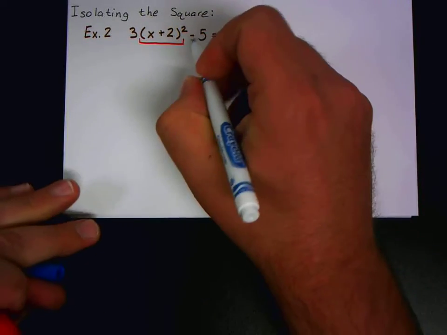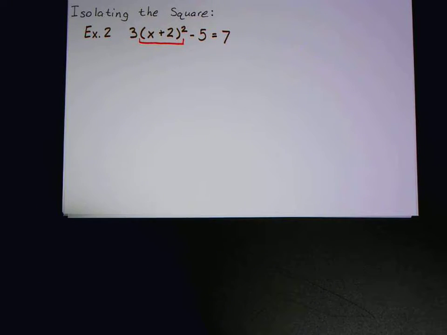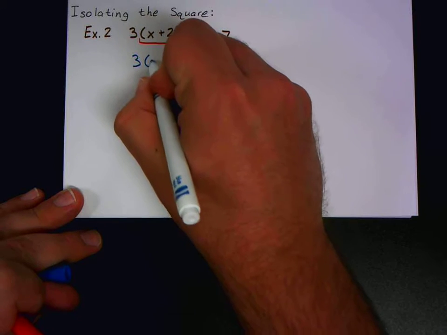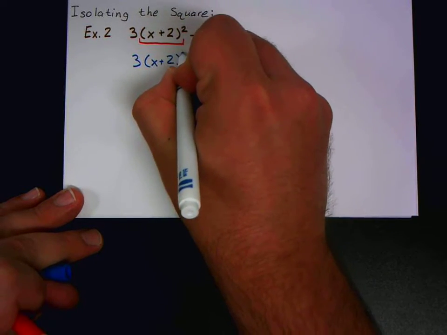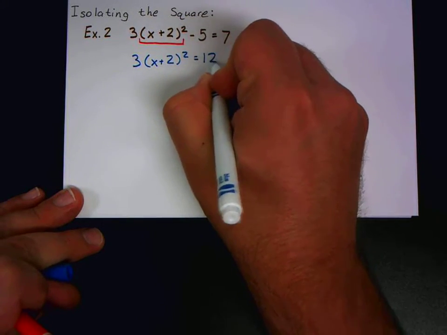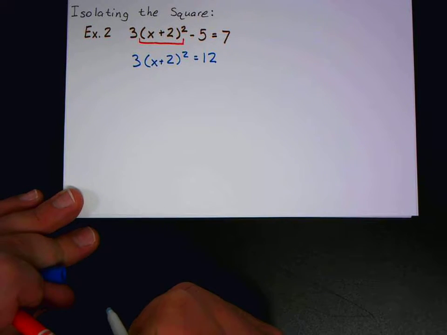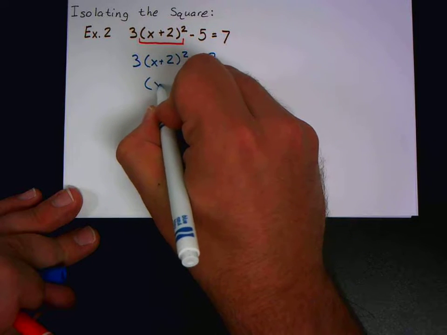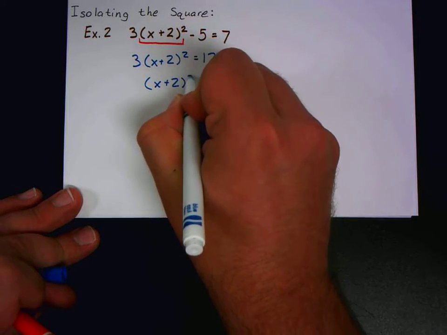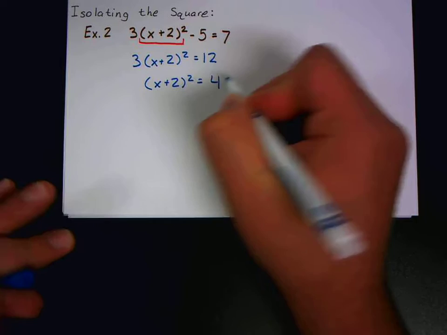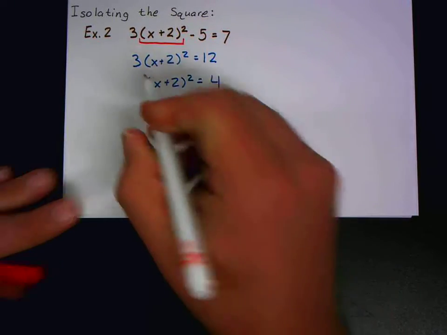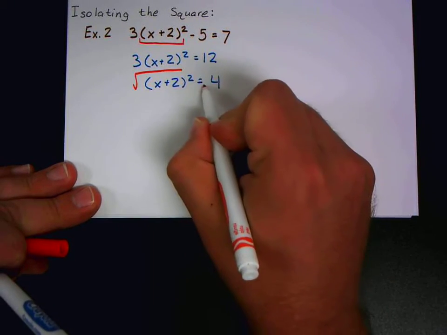So I'm going to solve it like normal. I'm going to go through and add 5 to both sides. Then I'm going to divide both sides by 3. Now that I have the square by itself, what I can do is square root both sides to get rid of that square.